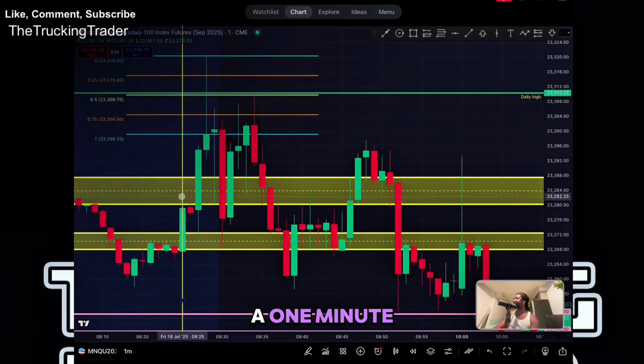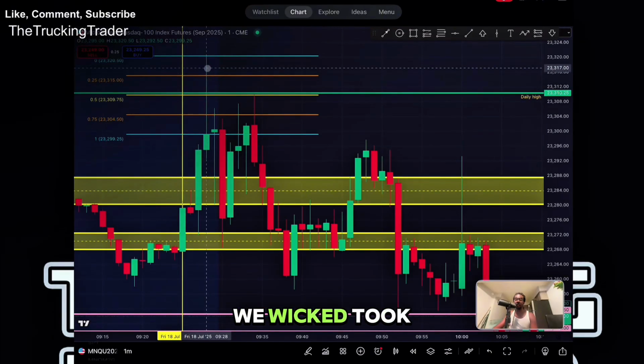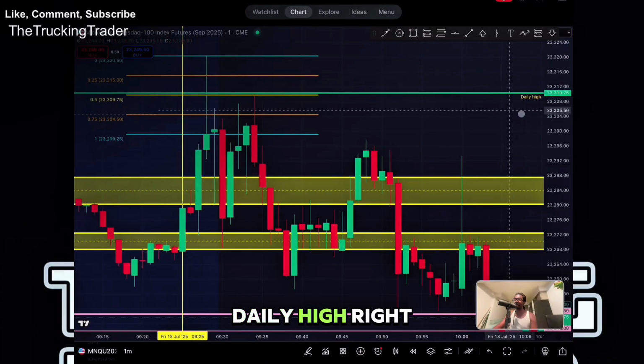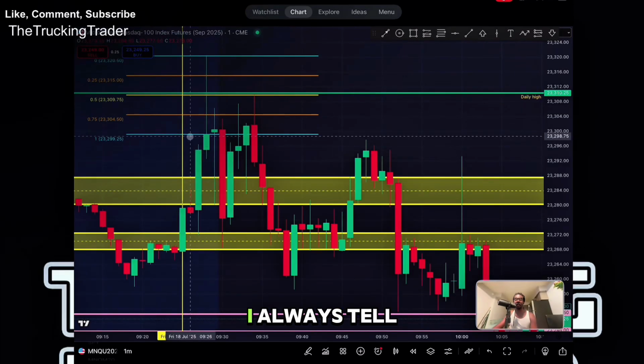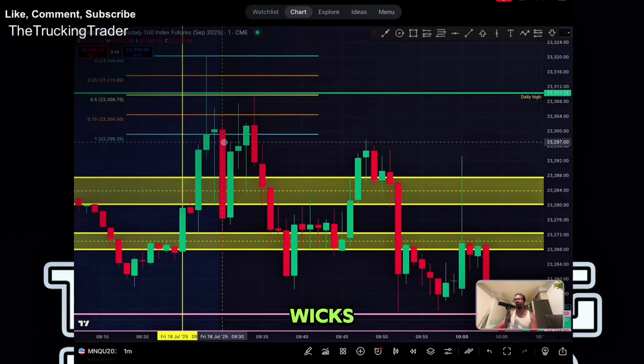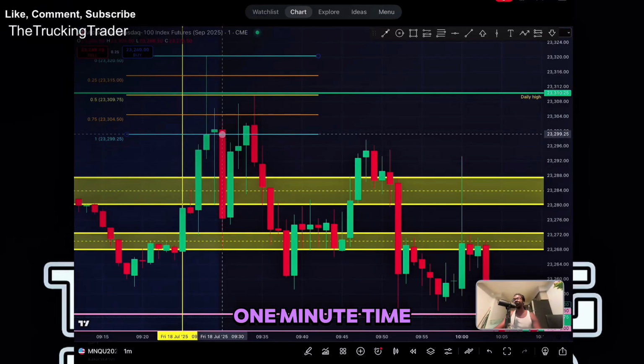Remember, we're on a 1 minute time frame right now. As you guys can see, even before the market opened, we wicked up, took this liquidity, this daily high, and then we dropped down right here, this big wick. I always tell you guys, pay attention to the wicks, especially when it's a really big wick like this. Even if it's on a 1 minute time frame, just pay attention to it, right?